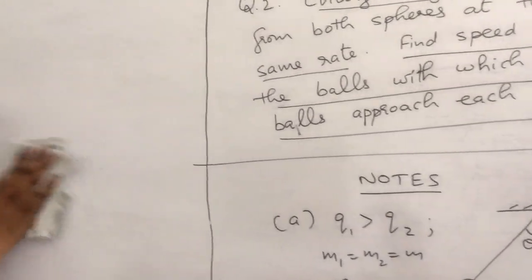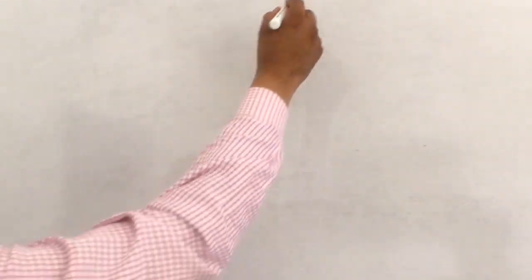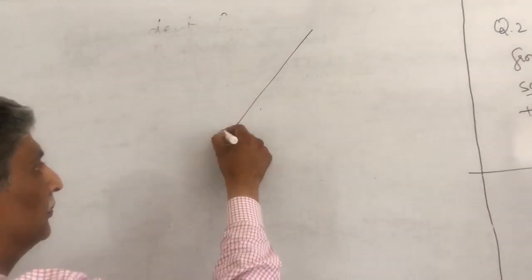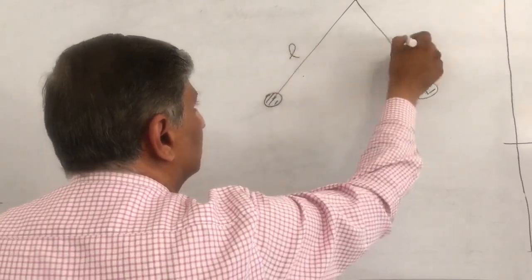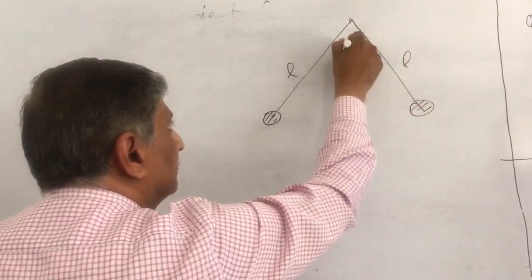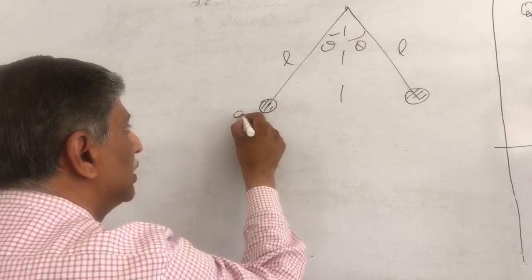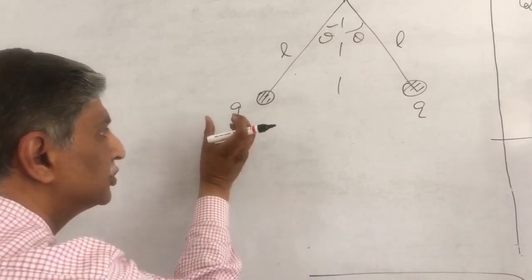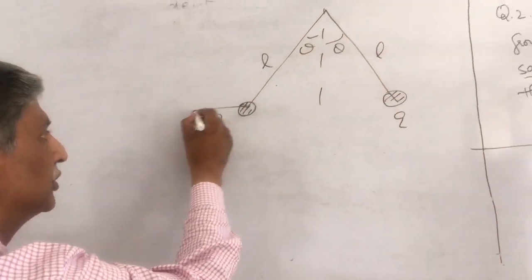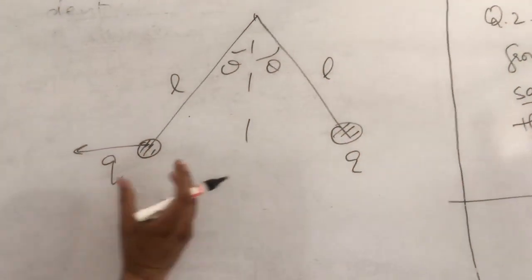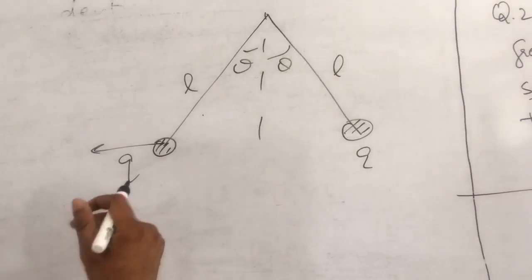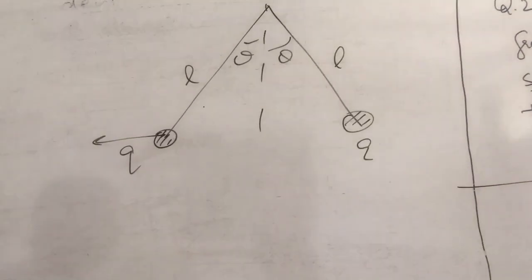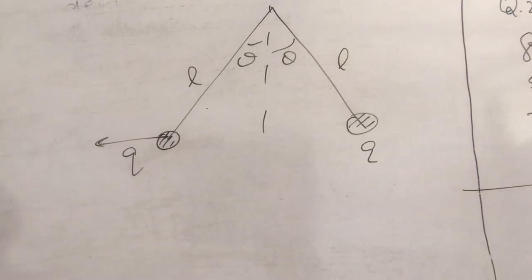Come here. In the second question, this charge q is not the same, but it is decreasing. When the charge is decreasing, this repulsive force will decrease and they will come closer with a certain speed. The task is to find the speed with which they are approaching each other. So I should start with this equation.